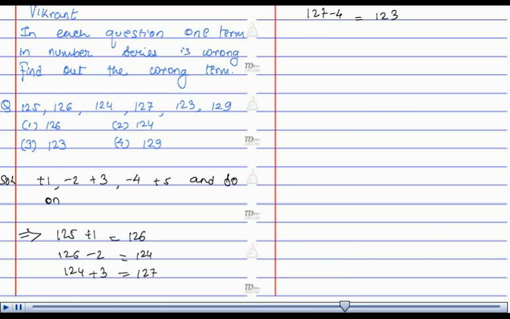123, and 123 plus 5 will give you 128, but in the series this term is given as 129. So we can say that this term is the wrong term in the series. So the answer is therefore 129. That is, the wrong term is the fourth one, that is 129.